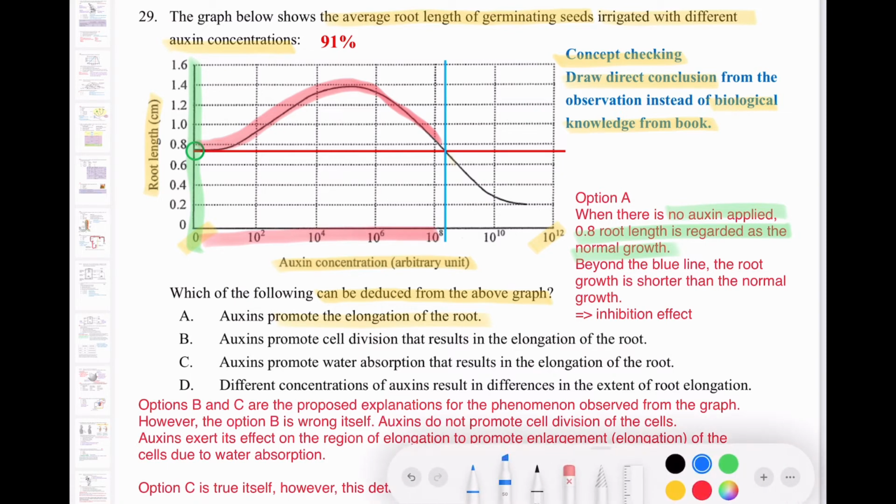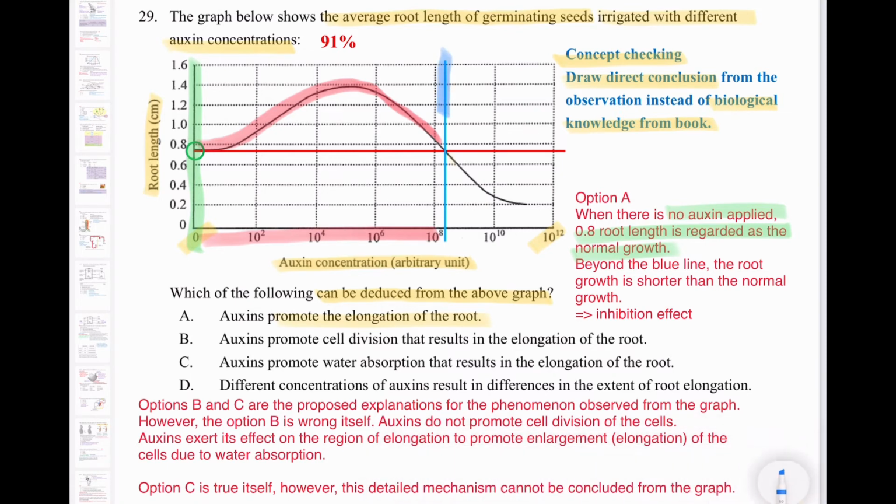However, after the auxin concentration passes the blue line, we can see that the root growth is shorter than the normal growth. So in this part, we can conclude that it seems to be an inhibitory effect rather than a promotion. That's why option A is not correct at any time, because beyond a certain concentration of auxin, there will be an inhibitory effect on the root growth. So that's why option A is wrong.